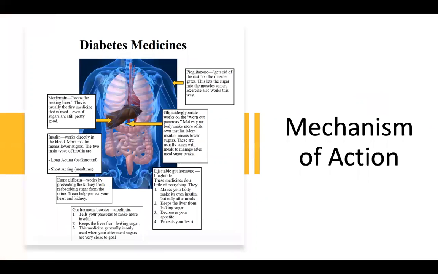This is a handout that will be available to you to download. It really helps to lay out some of the different options we have. For example, if you go up to metformin, there you can see that it stops the leaky liver, and this is the first line medicine used even when blood sugars are good. And this holds true as we use metformin also in prediabetes. I encourage you to download and utilize this when selecting an agent and describing how an agent works to your patients.